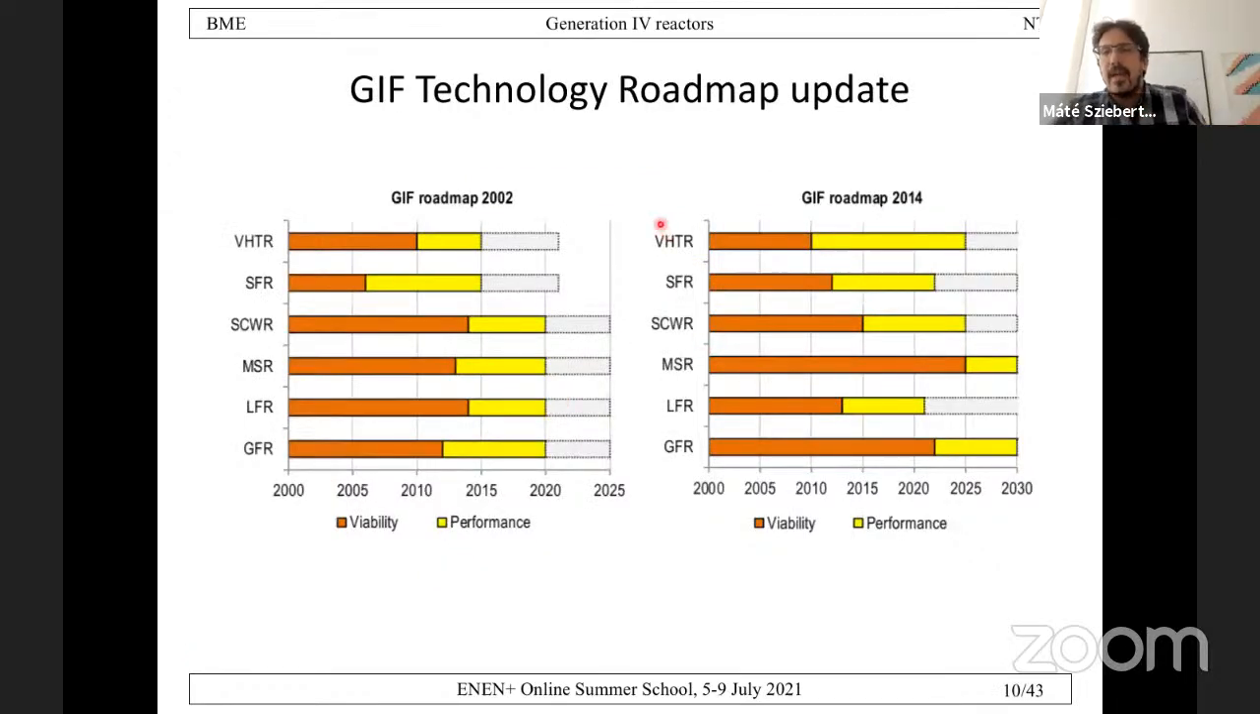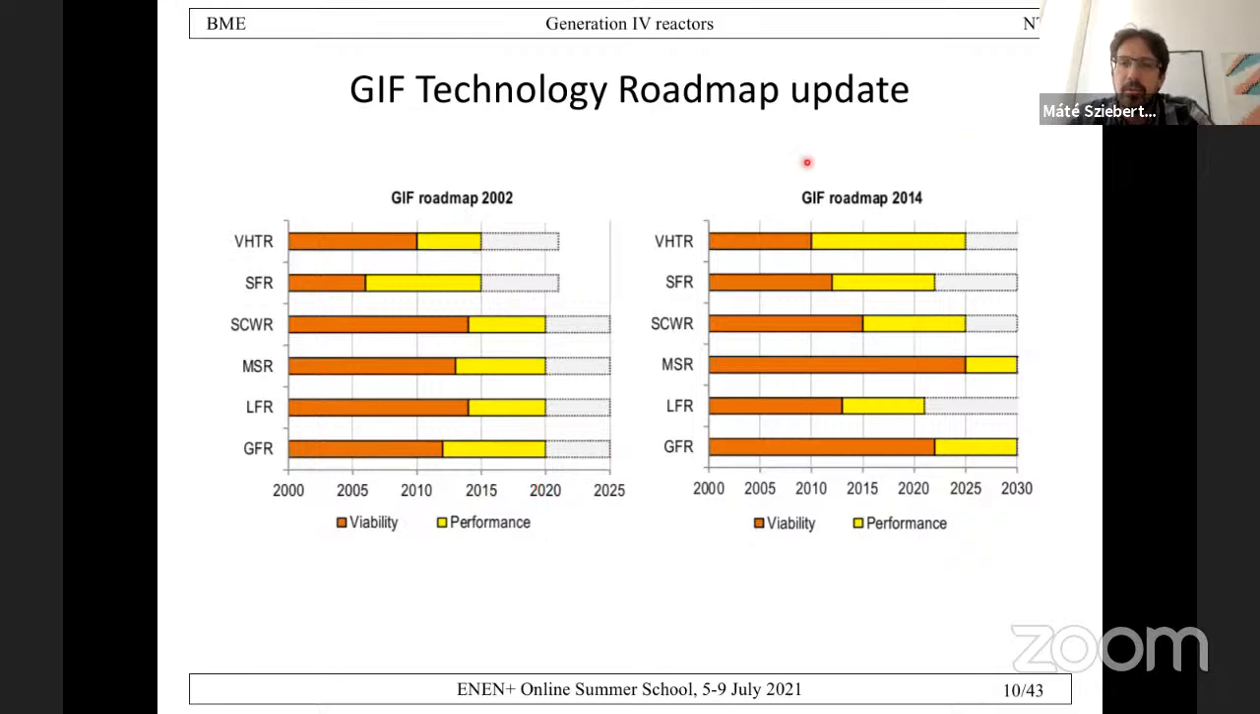Now let's have a look at the progress of the development of these reactor types. A good analysis can be given if you look at the original roadmap from 2002, which gave some deadlines for the demonstration of the viability and the demonstration of the performance of these reactor types. So this would actually be a date for at least an experimental reactor or a prototype to operate.